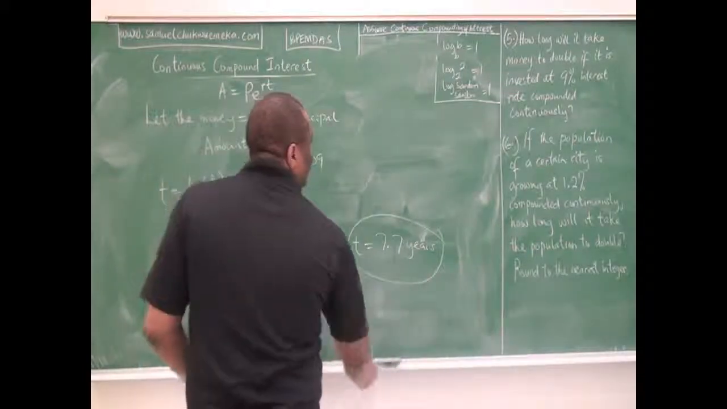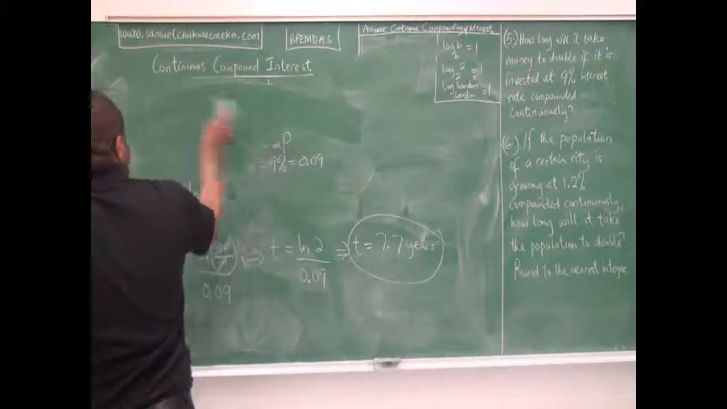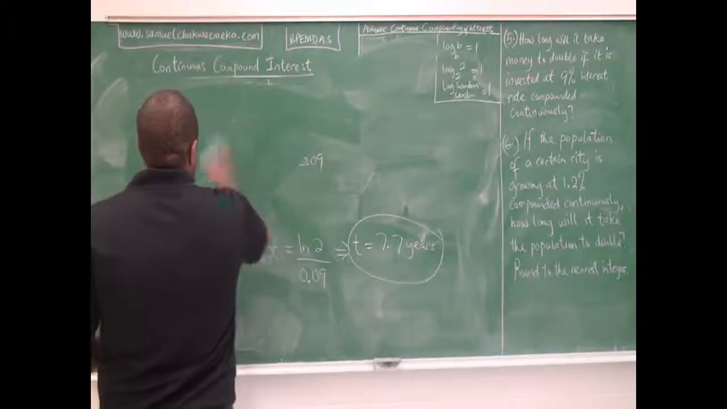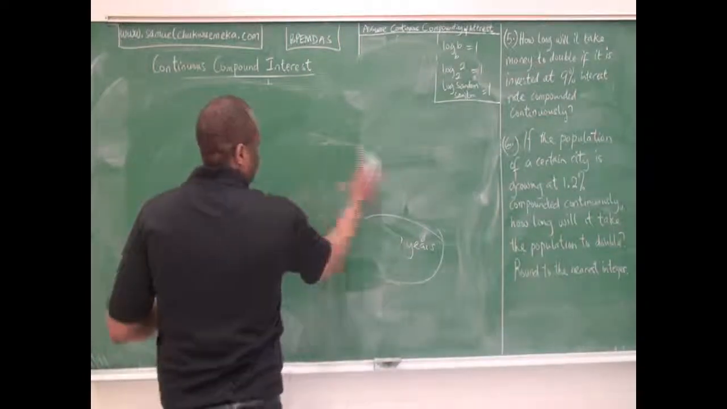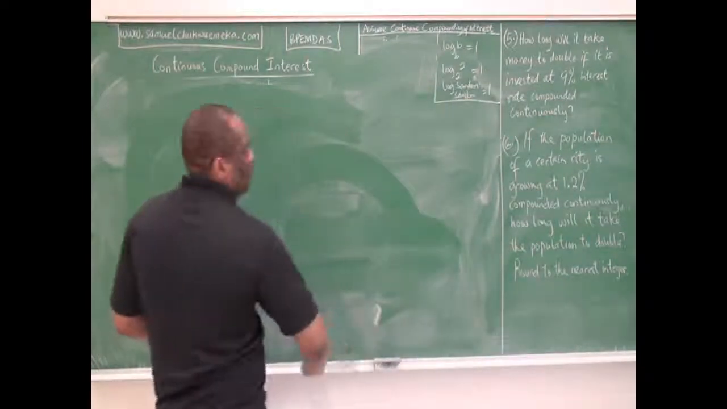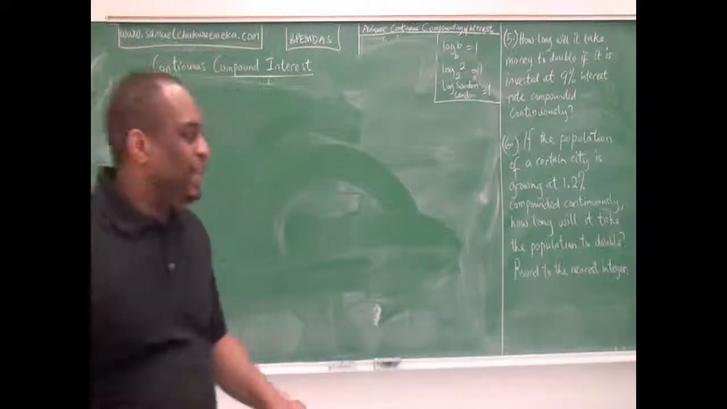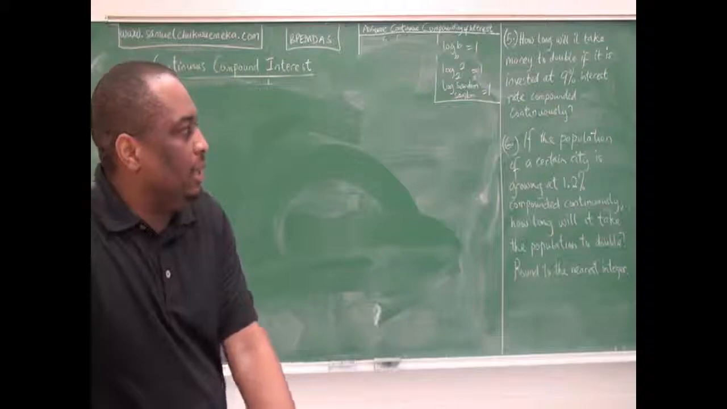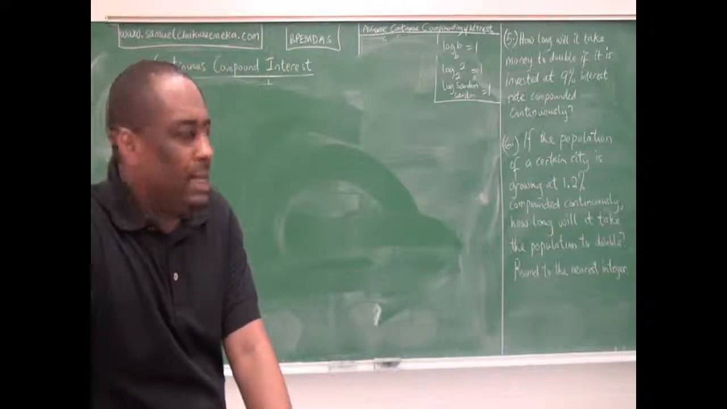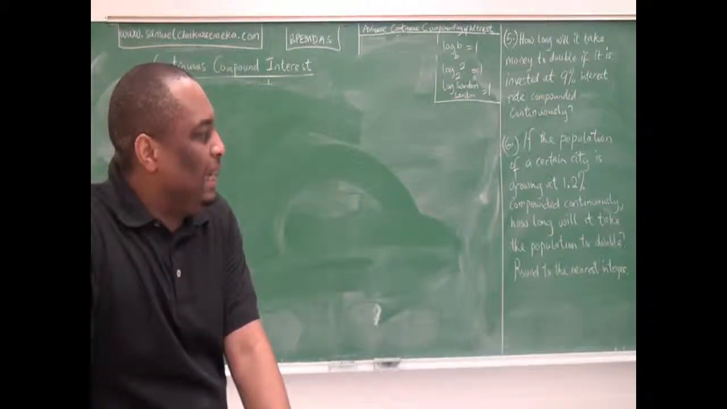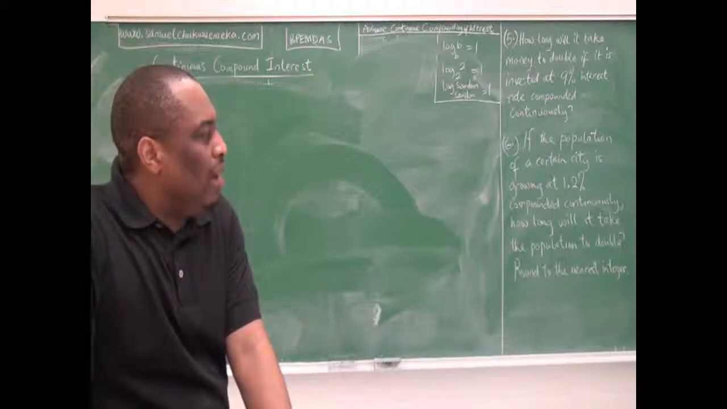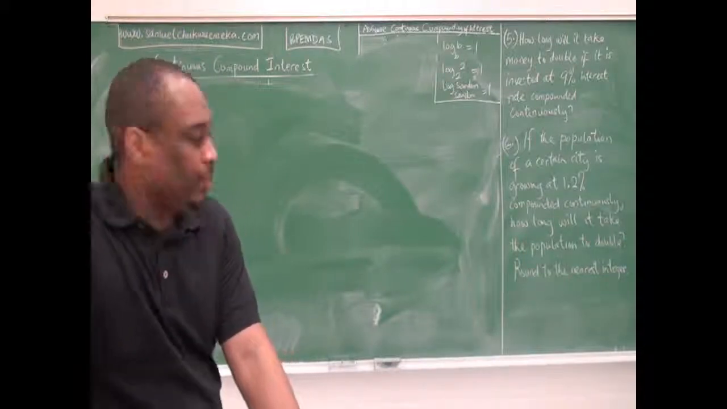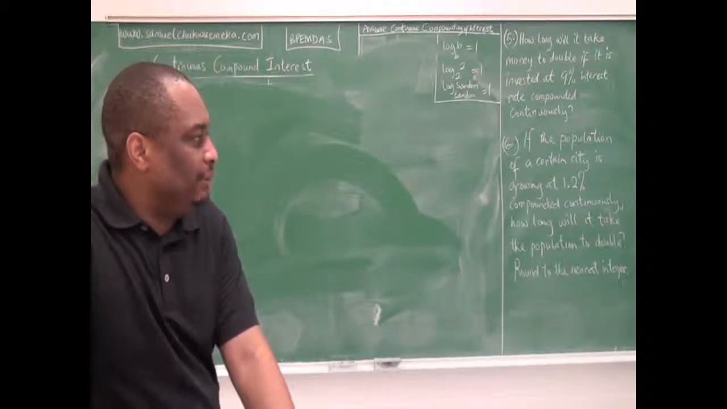Okay, the last one, number 6. If the population of a certain city is growing at 1.2% compounded continuously, how long will it take the population to double? Round to the nearest integer.